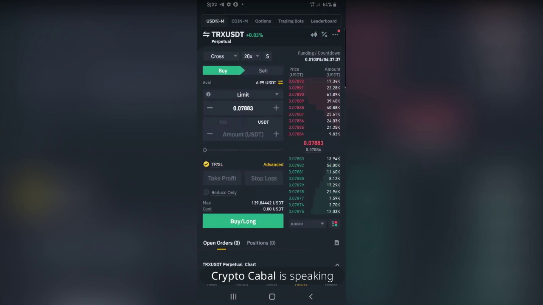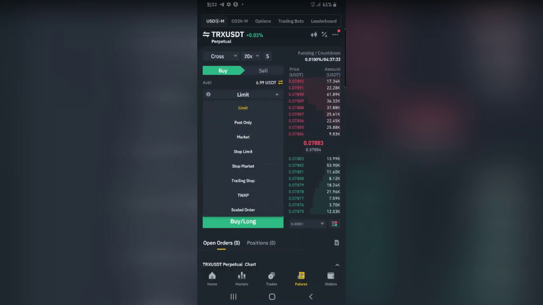Now, when it comes to this limit, click on that limit, please. When you click on this limit, we have limit, post only, market, stop limit, stop market, trailing stop, TWAP, scaled order. I don't actually recommend any order aside from limit and market order. We have people that use trailing stop. I'm going to explain the limit, market, and trailing stop.